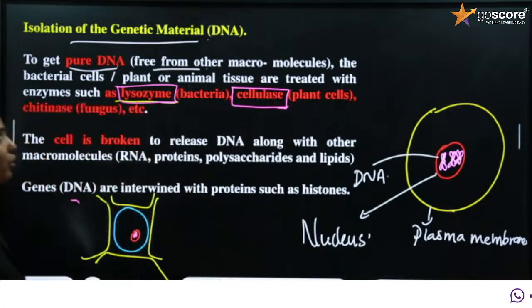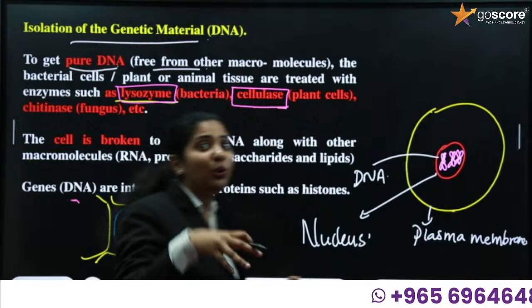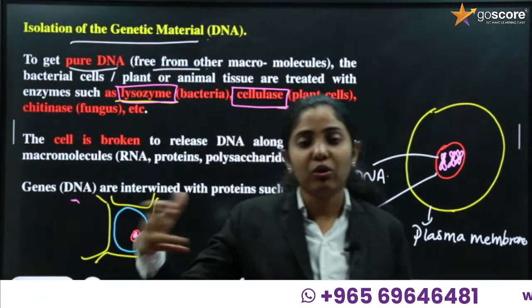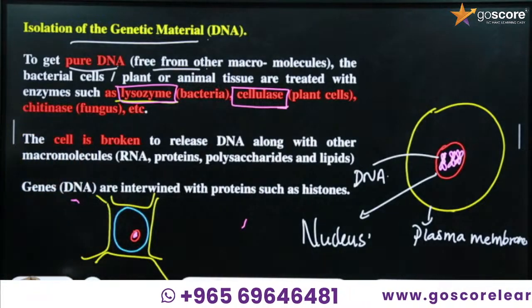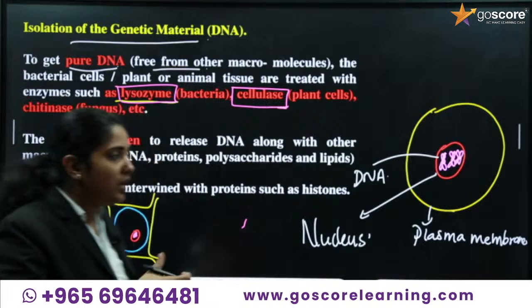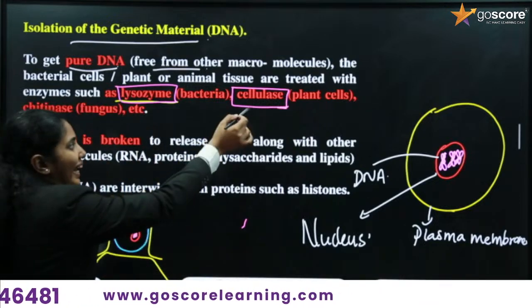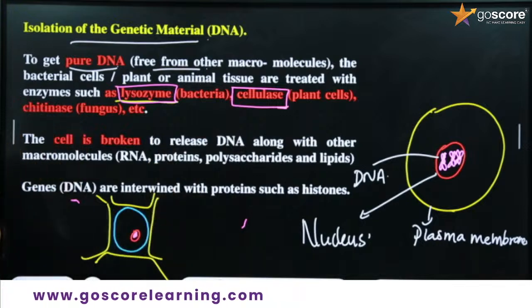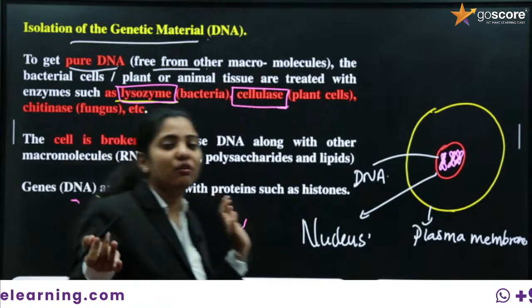It can be treated. The plant cell has to be treated with cellulase. What is cellulose? It is the plant cell wall composition, right? The plant cell wall is made up of cellulose. So, in order to break down the cellulose, what are we using? Cellulase is used. Then, next consider the case of fungus.